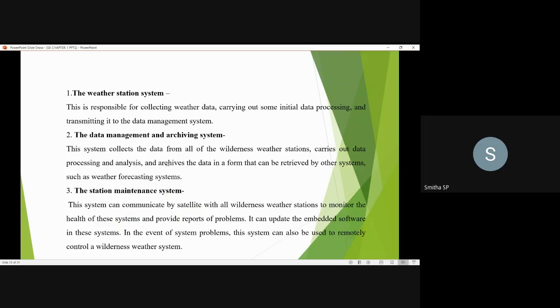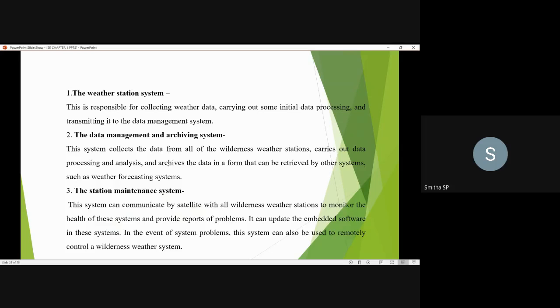Next, the data management and archiving system. This system is responsible for collecting the data from the wilderness weather stations. It carries out data processing, then analyzes the data, and then archives the data in a form that can be retrieved by other systems such as the weather forecasting system.